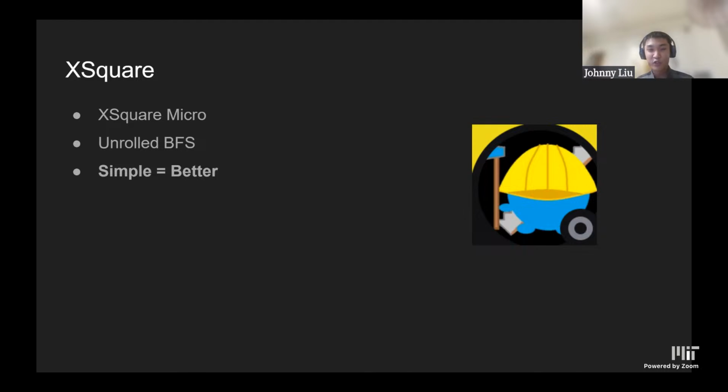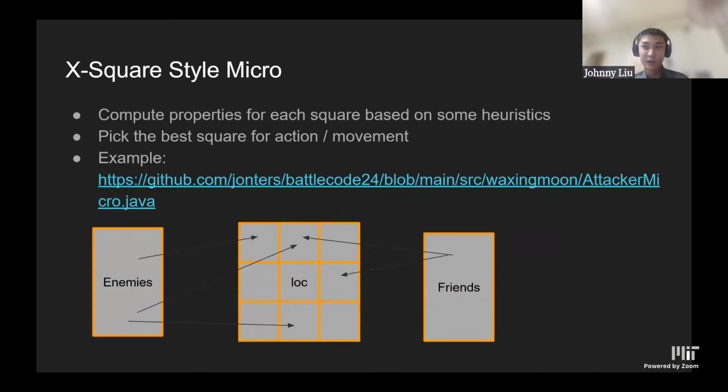And a general trend you'll see with a lot of these things is when you're designing heuristics and writing the bot, simple is better most of the time. So specifically for XSquare's micro, the version we use from him works in the following way. So essentially, this is for moving or picking some square to attack.